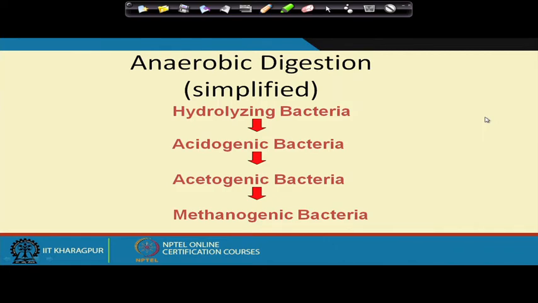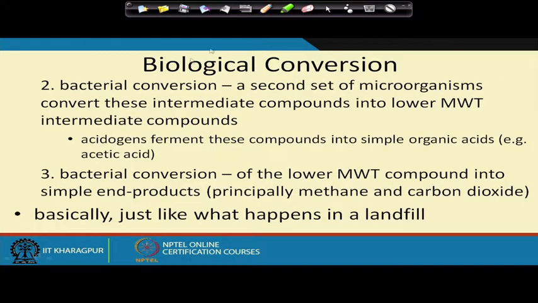This is anaerobic; we will talk about that later. But in general, in biological conversion, you have microorganisms doing the job for you. What you are doing is making life suitable for microorganisms to grow and to degrade this organic material. So, this is in a nutshell what biological conversion is. We will continue this discussion in the next video.